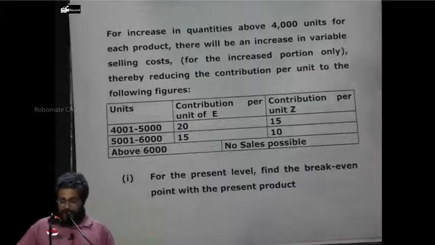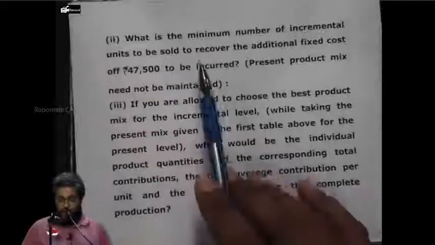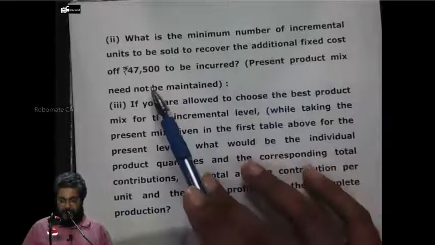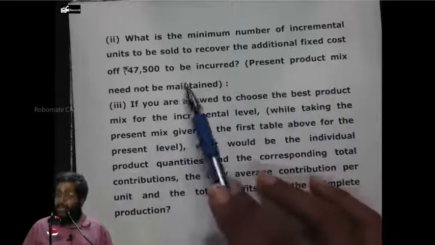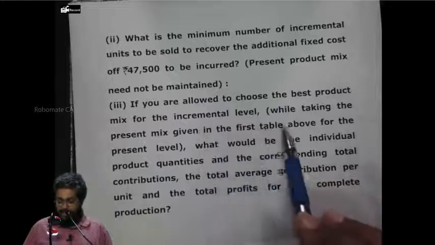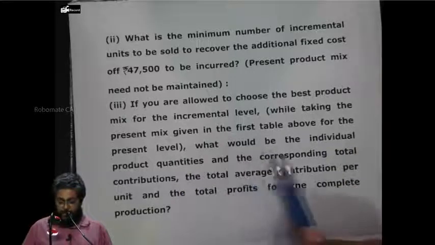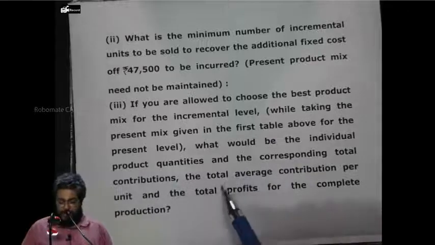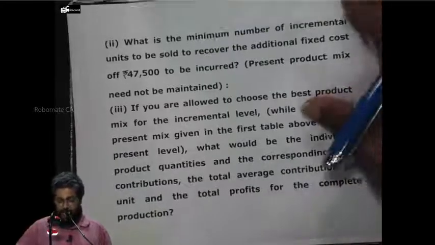For the present level, find the break-even point with the present product mix. 2. What is the minimum number of incremental units to be sold to recover the additional fixed cost of 47,500 to be incurred? Present product mix need not be maintained. If you are allowed to choose the best product mix for the incremental level while taking the present mix given in the first table above for the present level, what would be the individual product quantities and the corresponding total contributions, the total average contribution per unit and the total profits for the complete production is the question that is being asked.